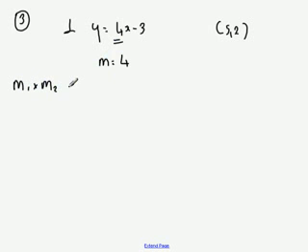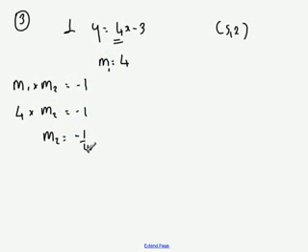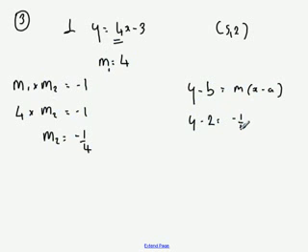Our line is perpendicular. We know that the gradients of perpendicular lines multiply together to give -1. If we take m1 as being this gradient, 4, then the gradient that we're looking for, m2, multiplies together with 4 to give -1. Therefore the gradient that we are looking for is -1/4. With the two pieces of information we need, we'll write down the general form for the equation of the straight line. Y minus b equals m bracket x minus a, and we have y minus 2 is equal to -1/4 bracket x minus 5.